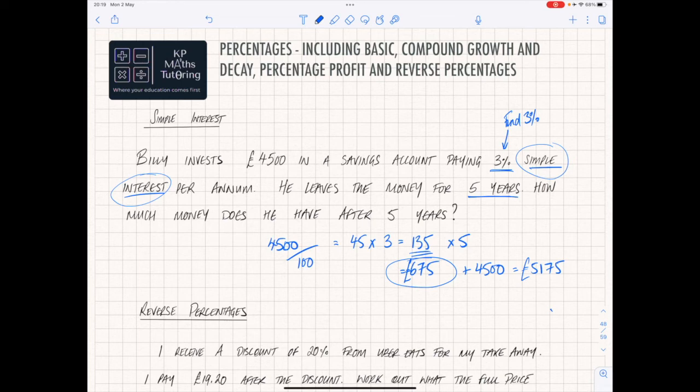So with simple interest, you just find the percentage and then times it by how many years it is, or whatever the duration of time is. It's not the same as compound interest, because with compound interest, it's building on the year that you finish with. So this one's slightly different.